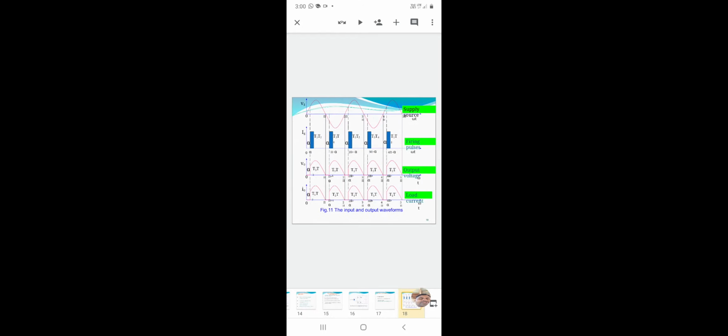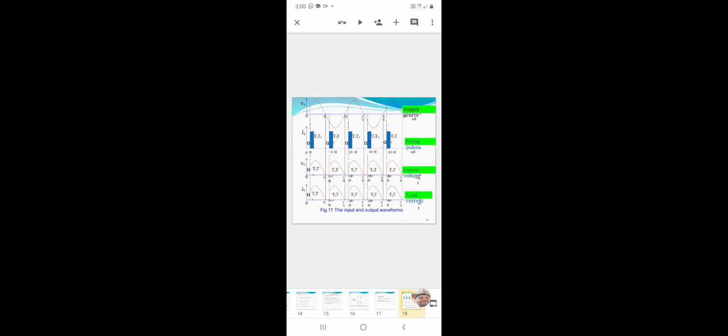So thyristors T1 and T2 are forward biased and start conducting. At 2 pi, the SCR reaches the positive half cycle, so T1 and T2 are forward biased and start conducting, and T3 and T4 are reverse biased. T3 and T4 turn off and do not conduct.